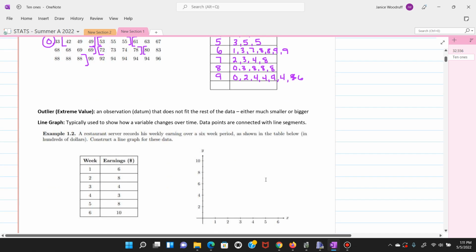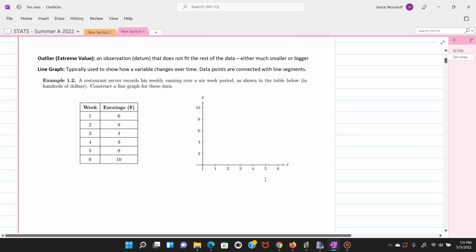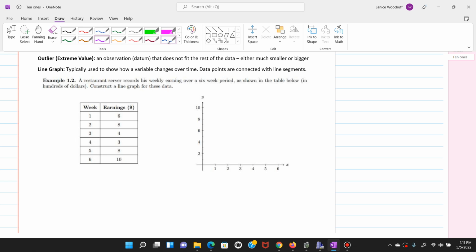The next type of graph is a line graph. So this is just reading a line left to right. You're going to plot the dots and connect the dots. So here you've got, let's see, let me make this a little bit thicker.